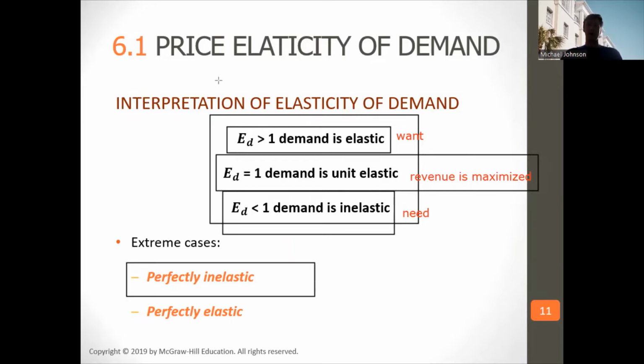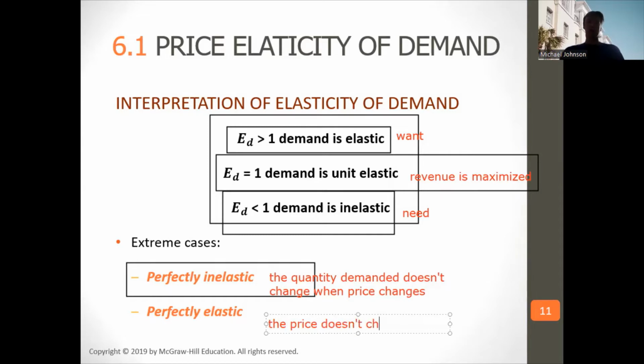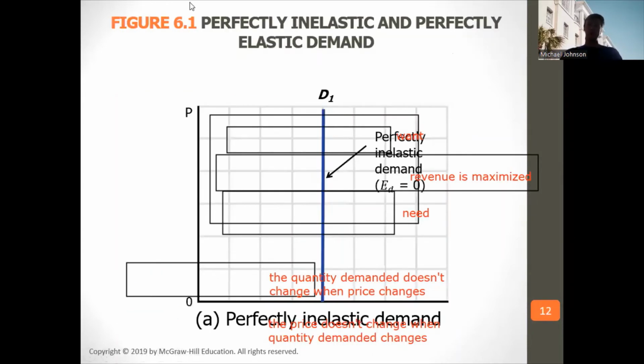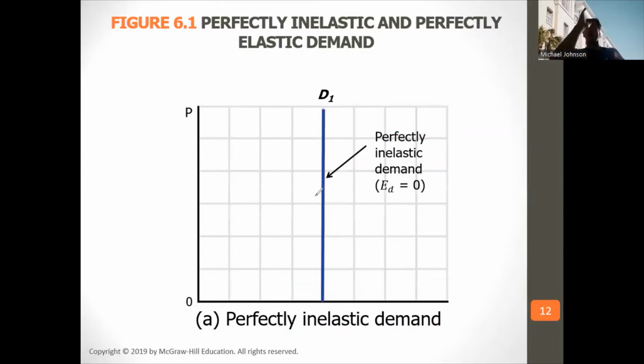Then perfectly inelastic is when the price changes completely. Like the price changes infinitely when quantity. Wait, no, sorry. The quantity demanded doesn't change when price changes. And then perfectly elastic, the price doesn't change when quantity demanded changes. So in this case, perfectly inelastic is this. So this is when quantity demanded stays the same for any price. That's perfectly inelastic.